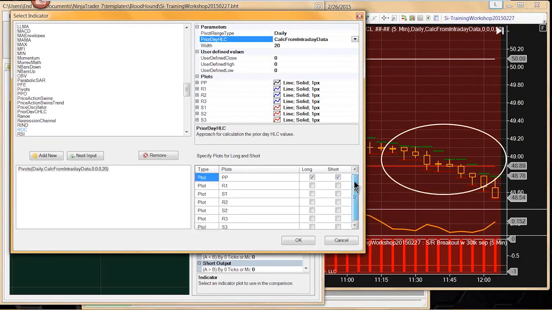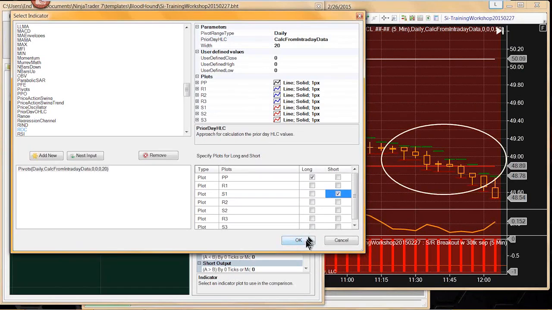And so now what we need to do is pick the correct plots that we want to use. So when price breaks above the PP line, that's our upper resistance line for this example. So we want a long signal when price breaks above it. If price breaks below the S1, we want a short signal. All right, so we're using the S1 in this example. So there we go. I have the two check boxes that I want.